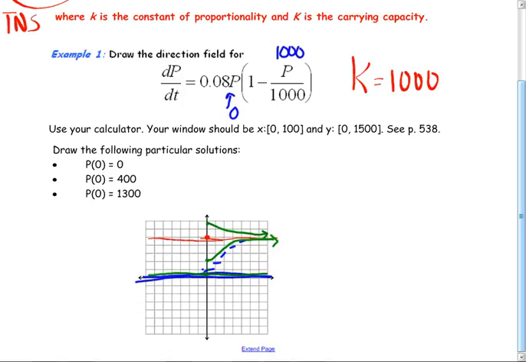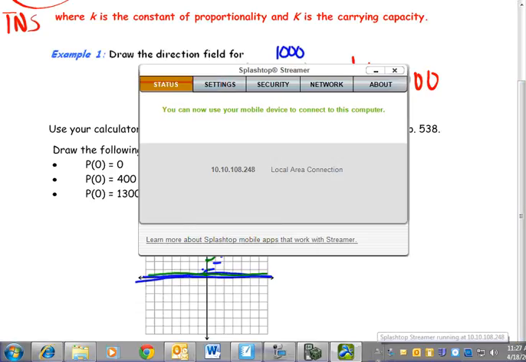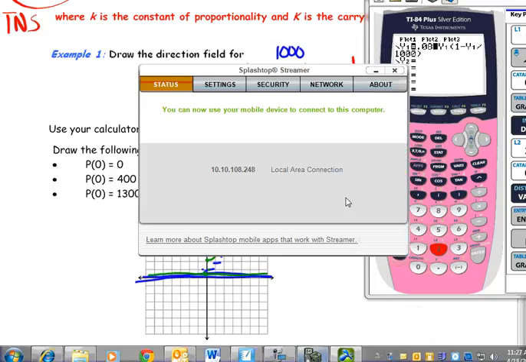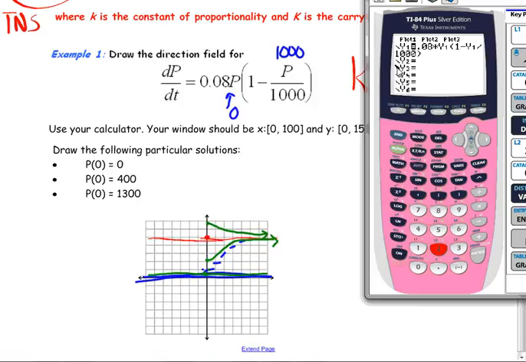But I don't know why my slope fields aren't working, so I'm doing something wrong. Oh, I know what I'm doing wrong. I'm running the program wrong. Well, I think I got it. I want to go back to y equals and clear that out. We're going to run the program.